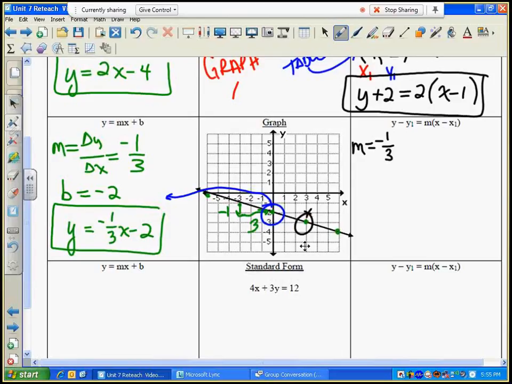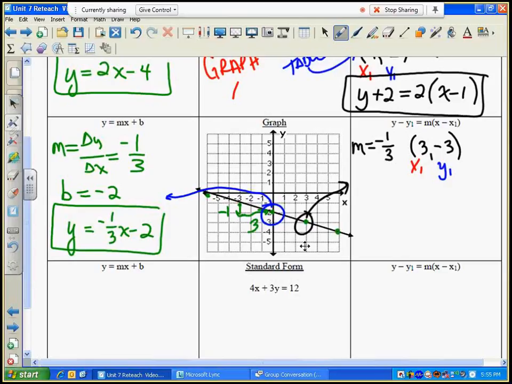Let's just say we choose this one. That point is (3, -3). Just like above, we're going to have two values in the ordered pair, x1 and y1. And when we plug them into the formula, we have to remember that we're going to change their signs.